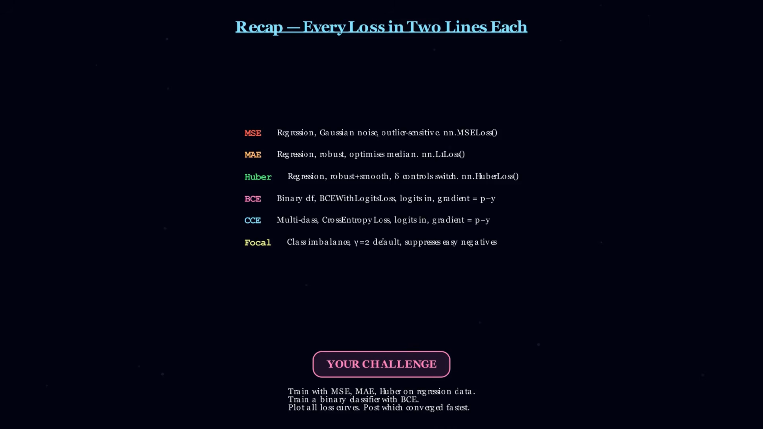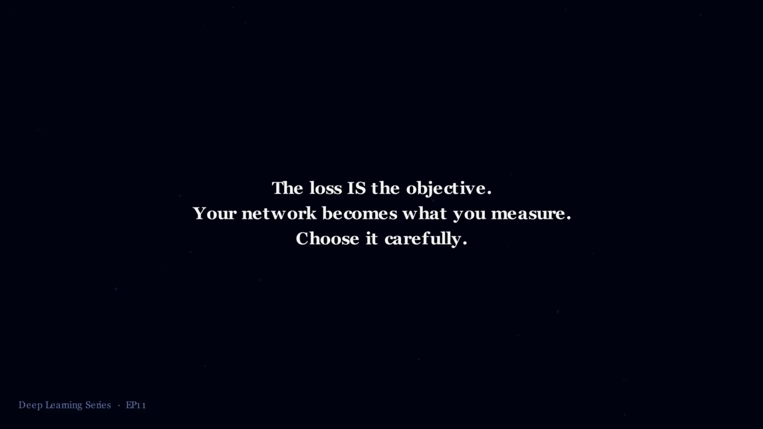Your challenge: train with MSE, MAE, and Huber on regression data. Train a binary classifier with BCE. Plot all 4 loss curves. Post which converged fastest. The loss function is not a detail. It is the objective. Your network will become exactly what you measure. Measure the wrong thing, and you'll get the wrong model.